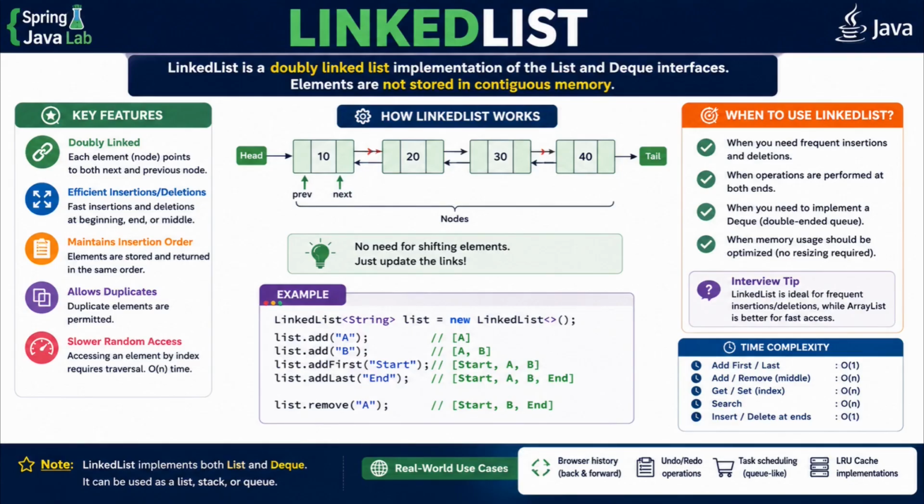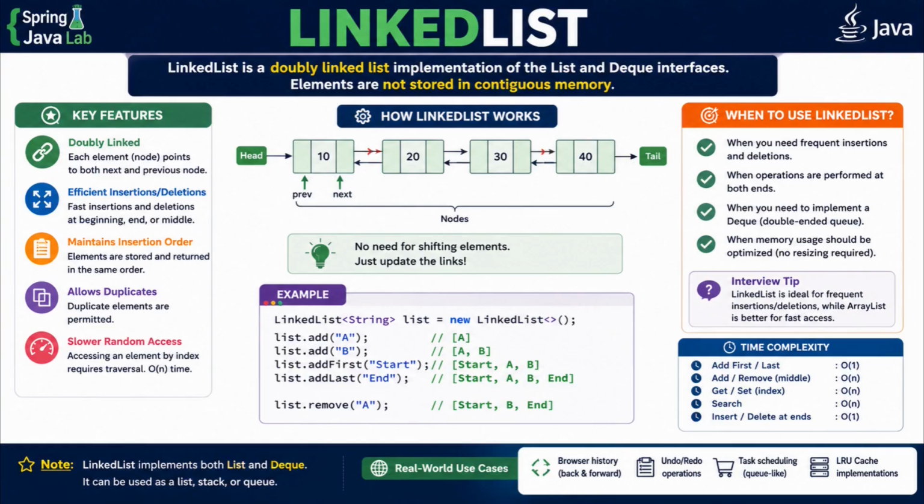Imagine a train where each coach is connected to the next one. If you want to add another coach, you simply connect it. You don't have to move the entire train. That's the basic idea behind LinkedList. However, there is a trade-off. Since elements are connected through links, Java has to traverse the list to reach a particular index. So random access is slower compared to ArrayList.